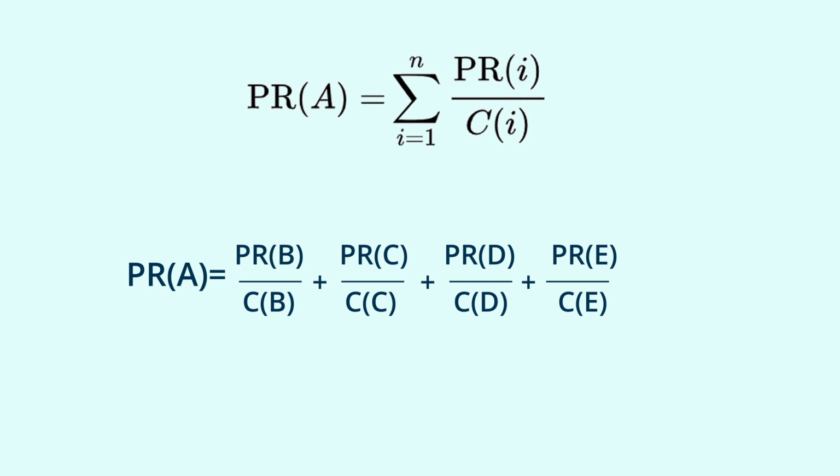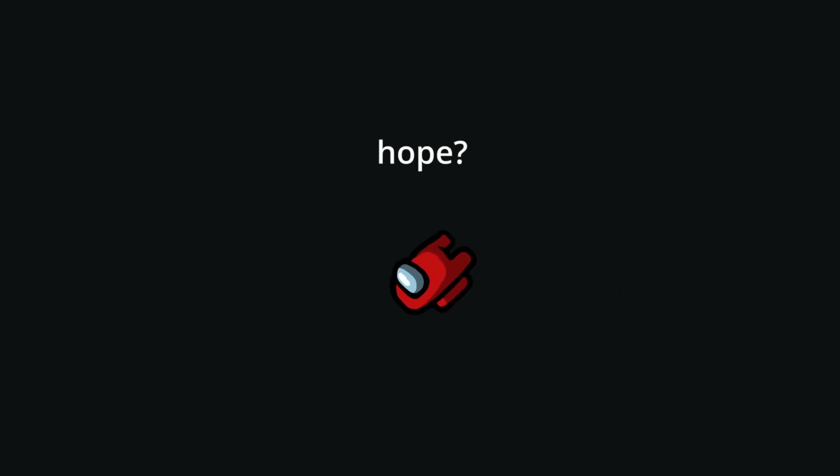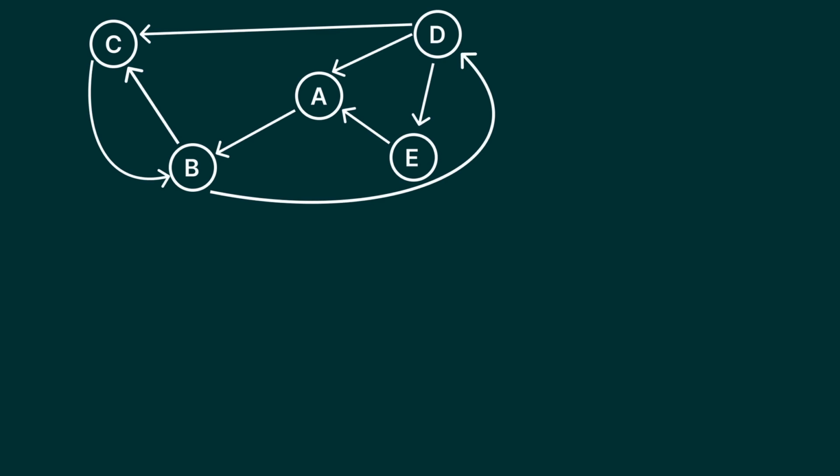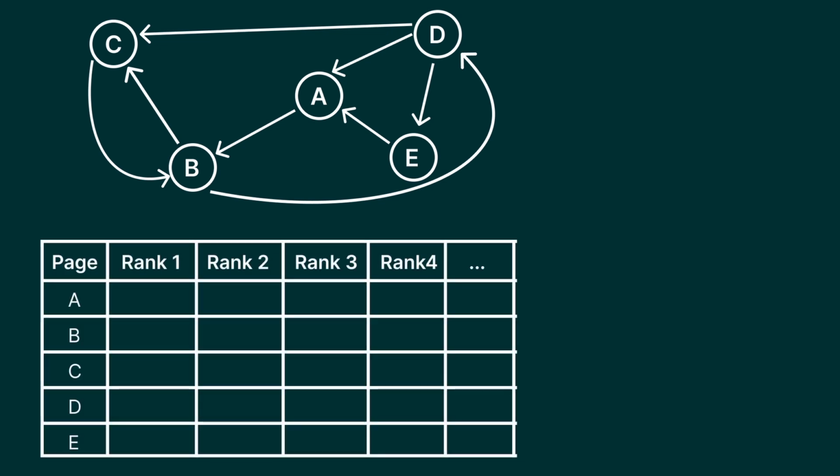The fact that the rank of a page depends on the rank of another, and that one depends on the rank of another one, sounds like a circular dependency that won't take us anywhere. But there's a way to solve it. Let's see an example. We have this small collection of 5 pages that point to each other, and we need to calculate the ranking for each one. The first thing we'll do is initialize all the pages with the same value, which will be 1 divided by the number of pages. In this case, 1 divided by 5, which is 0.2.